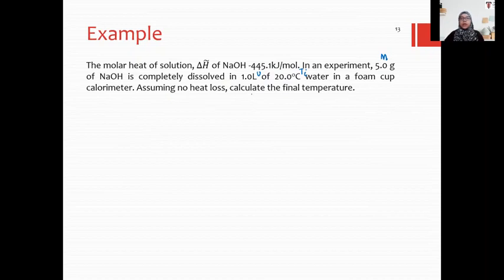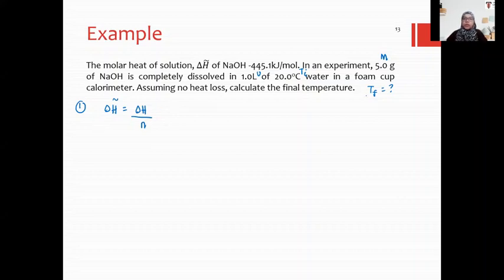As you may know, heat loss... calculate the final temperature. What is the final temperature? So the first step is to extract all the information. So we know that the heat of solution is equal to the change of enthalpy in 1 mole.